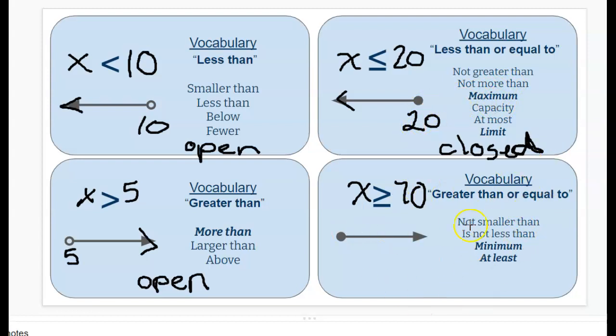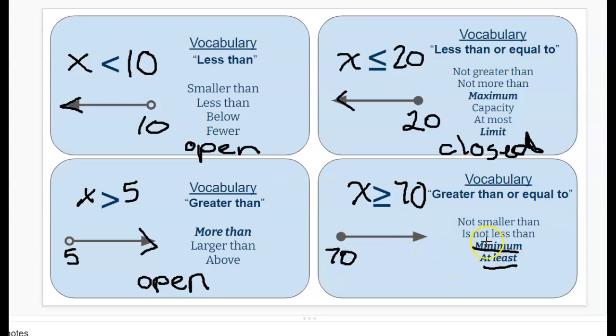So let's go to this, the greater than symbol. This one, you guys actually use at least a lot or minimum without really realizing it. When I say you have to have at least 70 smart points on your IXL code today, that means I could have equal to 70 and then I could stop, or I could have greater than 70. So that's what that's talking about.